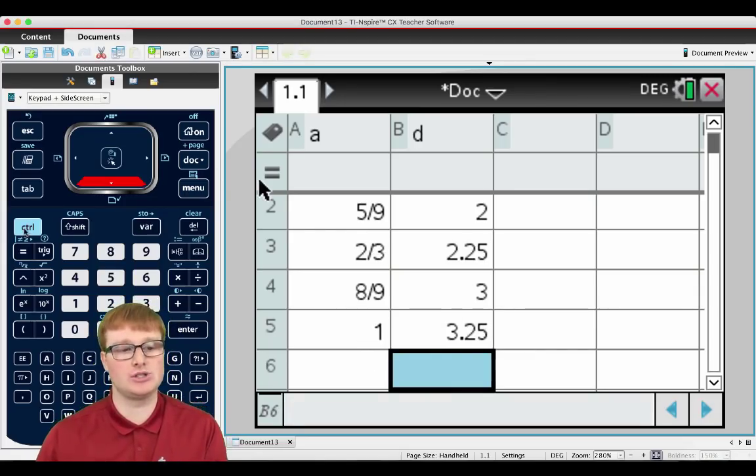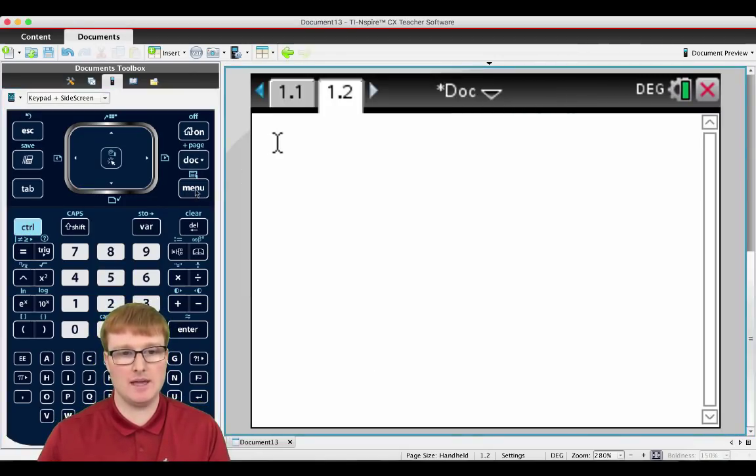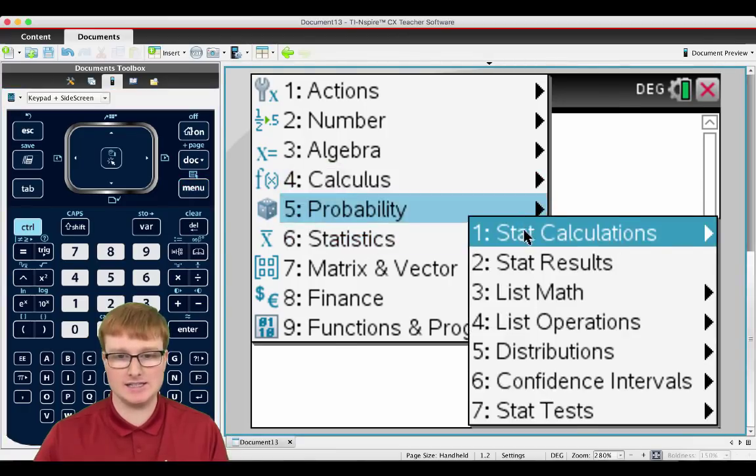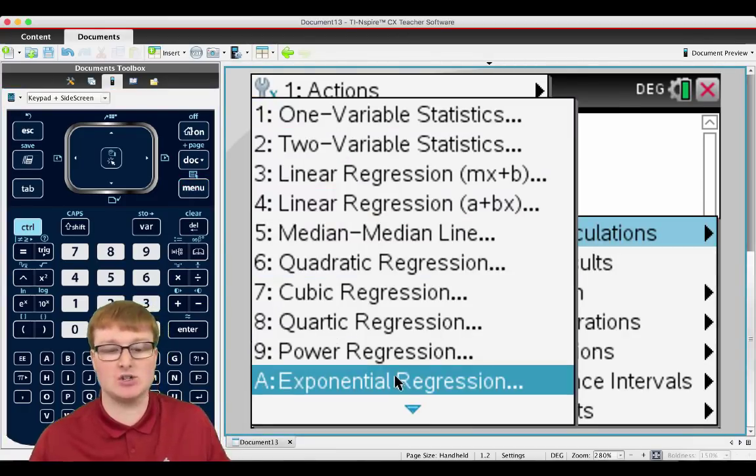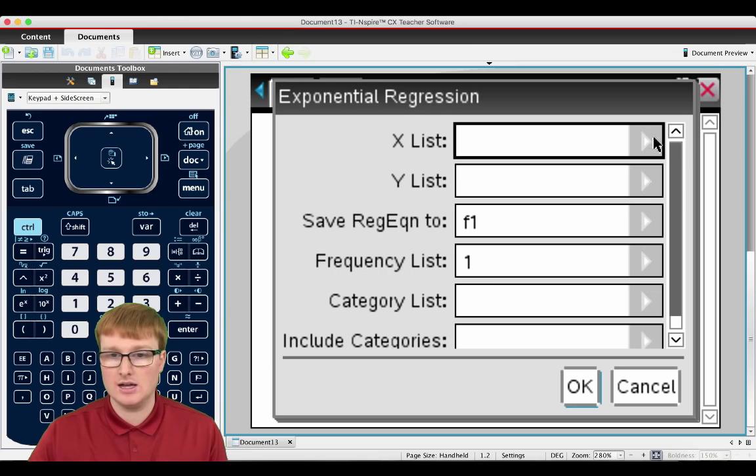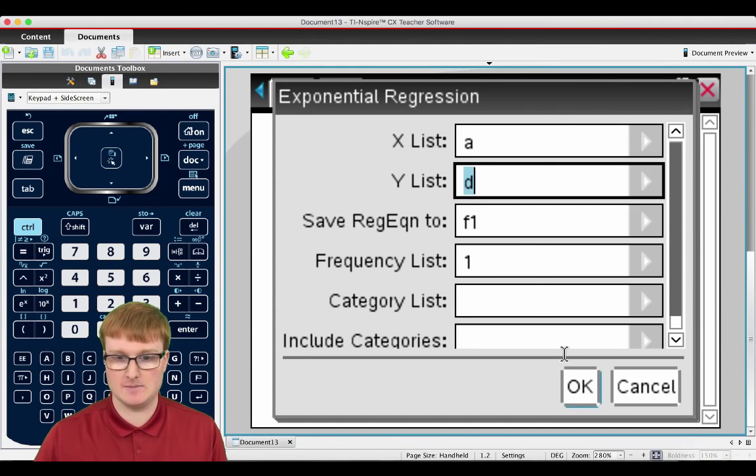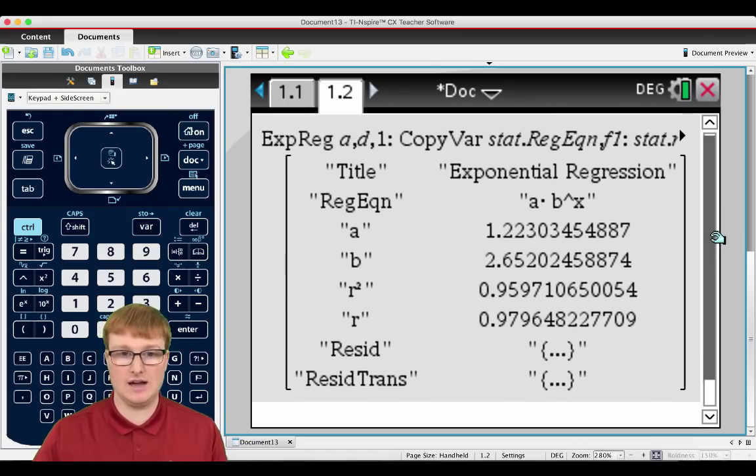Sweet. So now just go to Control Doc, add a calculator page, menu, statistics, stat calculations. We're doing an exponential regression equation. So your X list is A, your Y list is D, and we have all of this stuff.